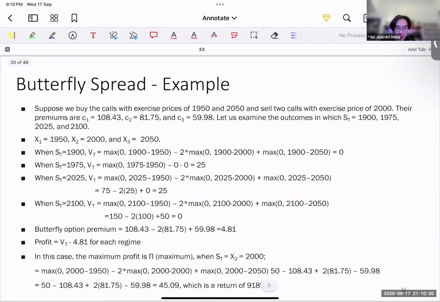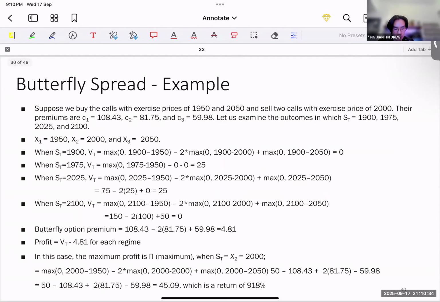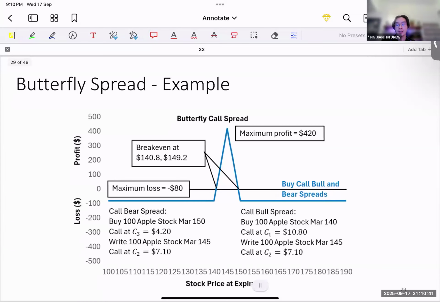Okay, let's go through this example and then I'll leave this example to you to have a look. So we always have two answers. Yes, correct. So you have two answers for break even. You're right.